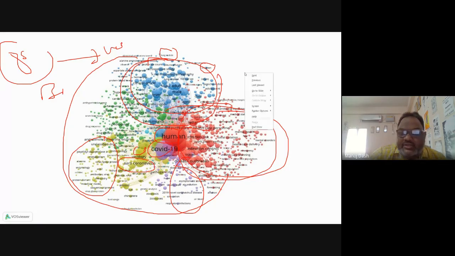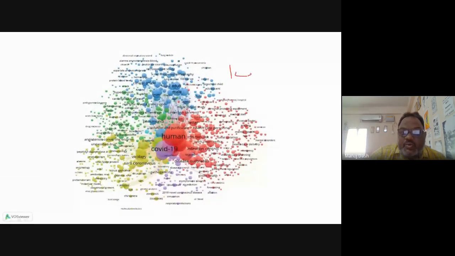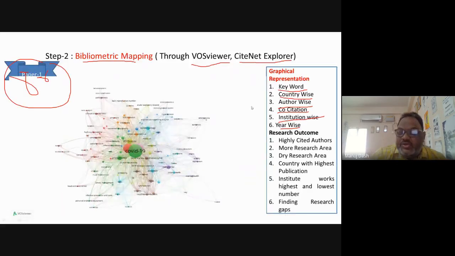This helps me understand which keyword, which country has the highest publication, which organization has the highest publication, and which tools people are highly working with. Before going into more depth in research, this helps me understand the concept. Keyword-wise, country-wise, author-wise, which author has published most in this area, all through bibliometrics. These are called bibliometric mapping. Then co-citation, institute-wise, year-wise.